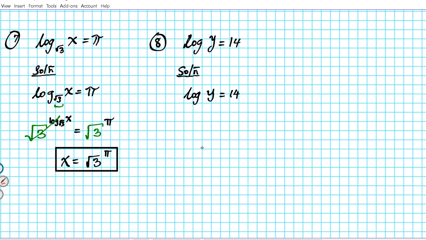This is the common log again. So what's the hidden base? For a common log, the hidden base is 10. So put a 10 there. Now we're going to exponentiate both sides of our equation using 10 as the base.